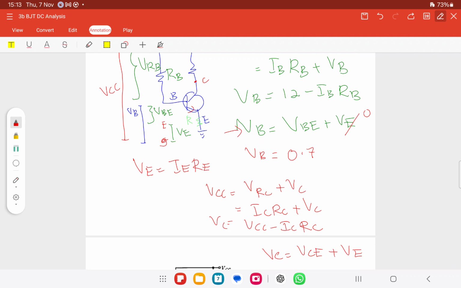Kalau dah boleh yang tu, tolong dapatkan saya the value for VB, VE yang bawah tu. The next one lah. VB, VC and also VBC. VBC straight lah, VB tolak VC kan? Okay.